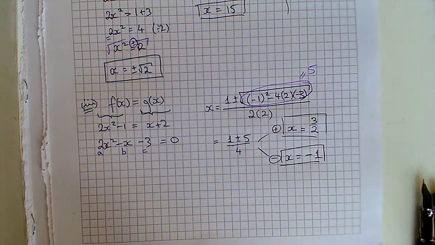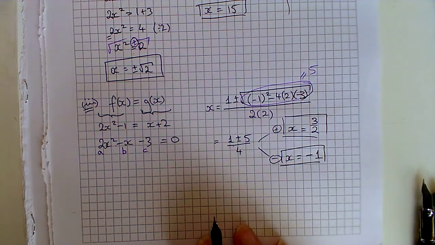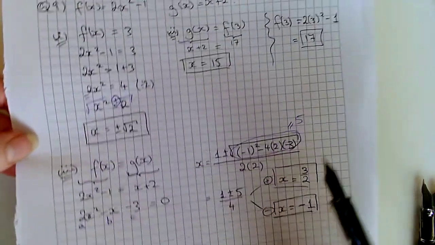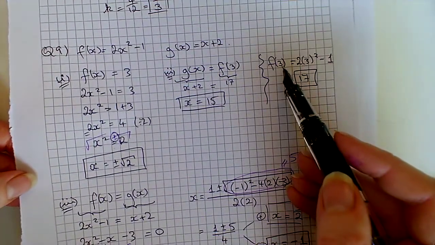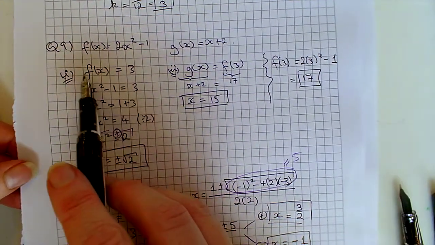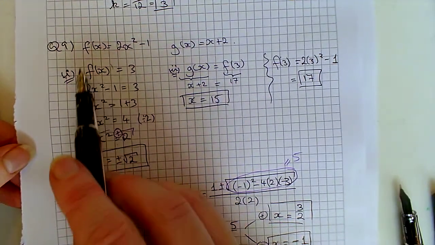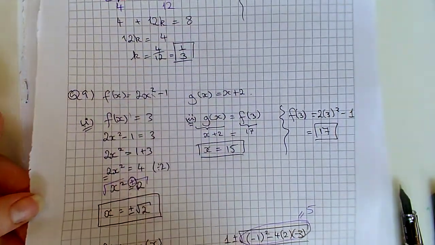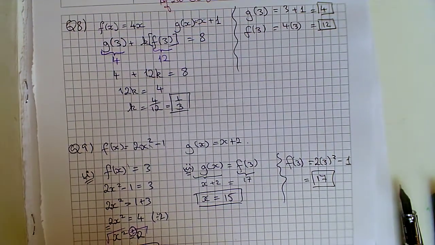So that was question 9. So you can see what we're doing there. If they put a value inside the brackets, we're replacing x. If we don't have a value inside the brackets, we replace the whole function with the definition of the function as we're given.